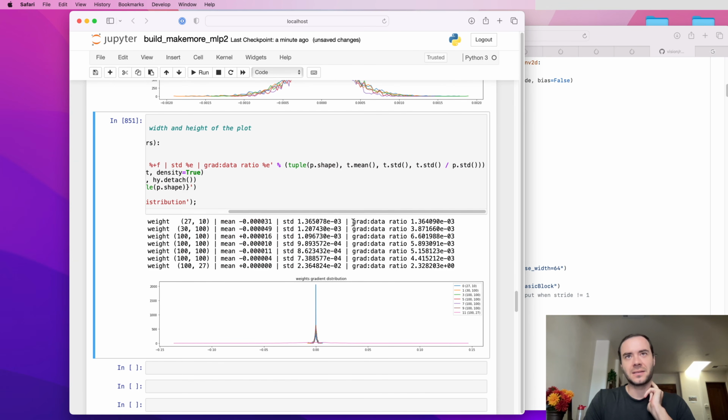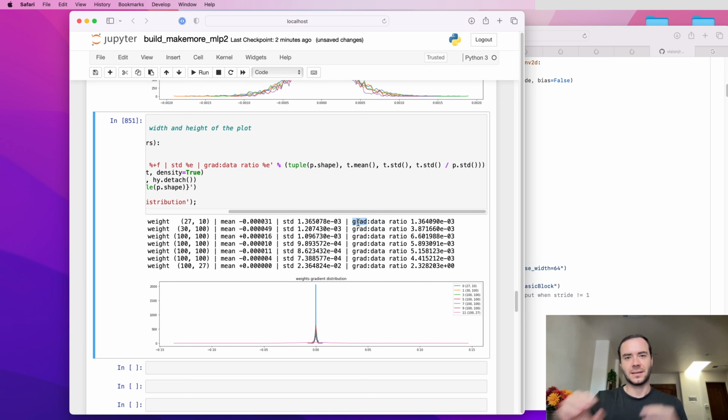And then the last thing here is the gradient to data ratio. So sometimes I like to visualize this as well, because what this gives you a sense of is the scale of the gradient compared to the scale of the actual values. And this is important because we're going to end up taking a step update that is the learning rate times the gradient onto the data.